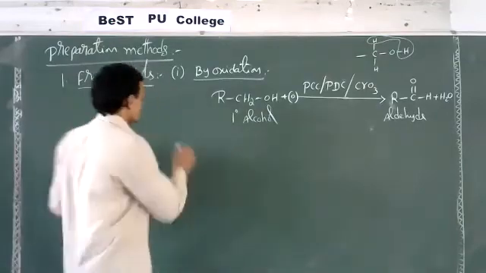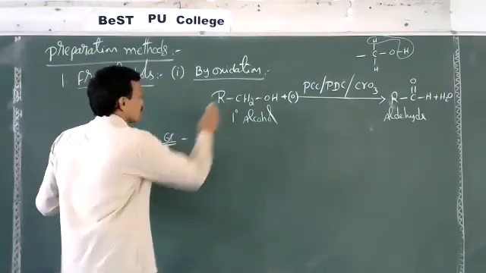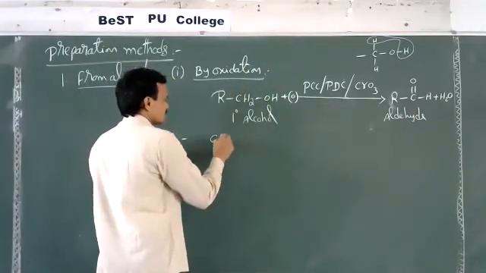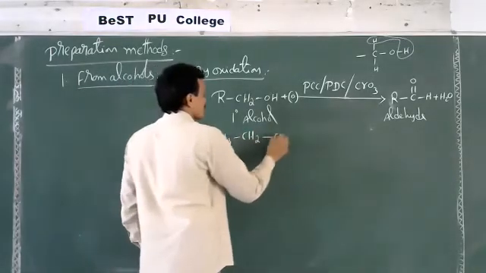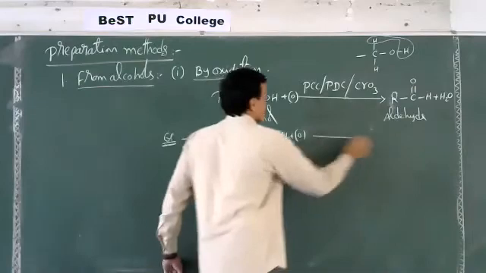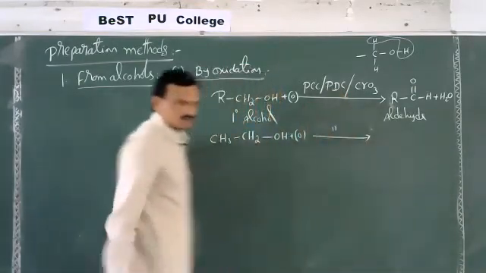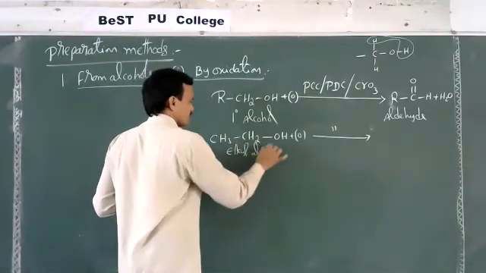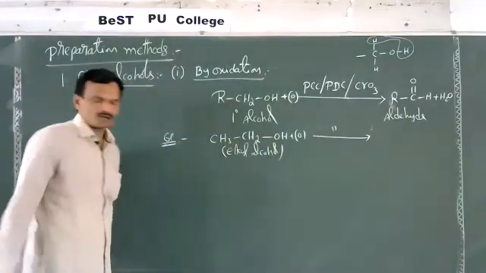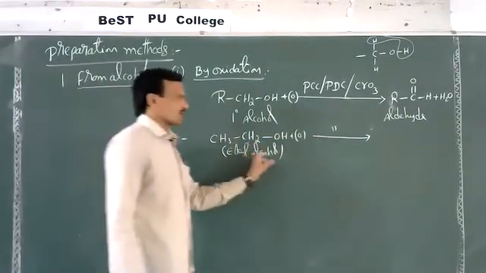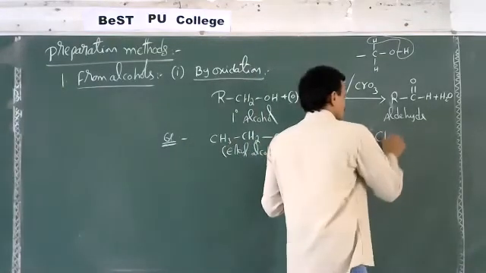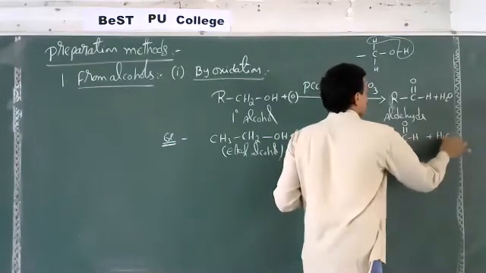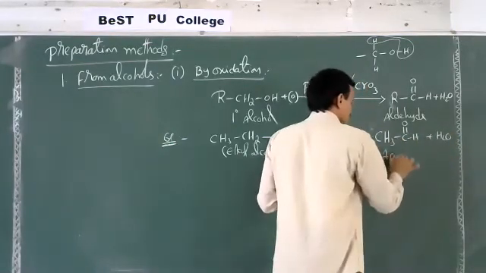Okay, let us take an example here. Just replace R with any alkyl group and you adjust the equation. Now in place of R, I am going to take CH3 here. CH3CH2OH in the presence of the same oxidizing agents. Then this is nothing but ethyl alcohol, a primary alcohol. This ethyl alcohol will be oxidized to CH3CHO plus H2O. This is nothing but acetaldehyde.